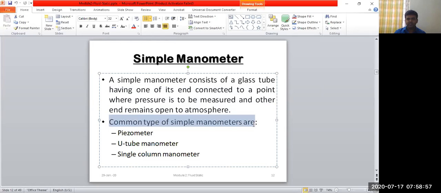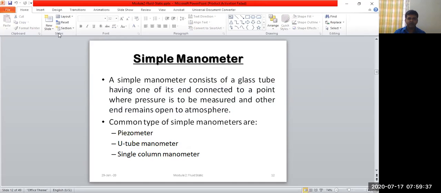The simple type of manometer is generally classified as the piezometer, the U-tube manometer, or the single column manometer. These are the types of simple manometer: piezometer, U-tube manometer, single column manometer. Now I'm coming back to the definition of the simple manometer. It is a type of manometer used to measure the pressure at a point in the fluid. It consists of a glass tube that has one of its ends connected to a point where pressure is to be measured, and the other end remains open to atmosphere.